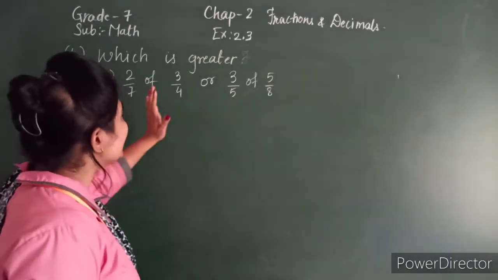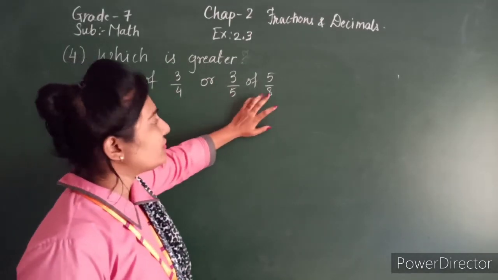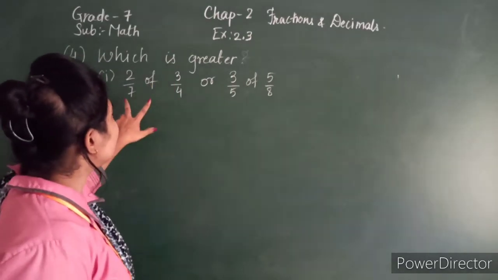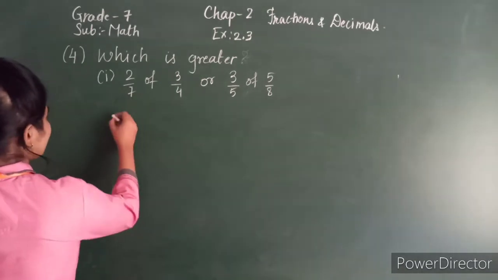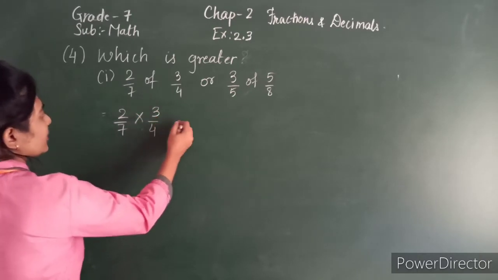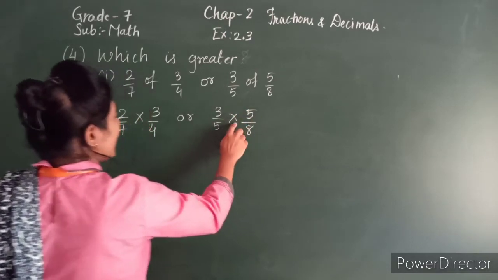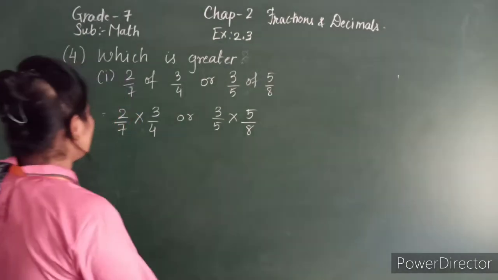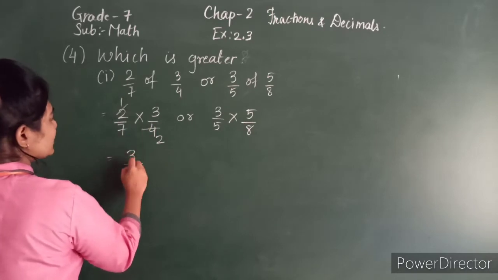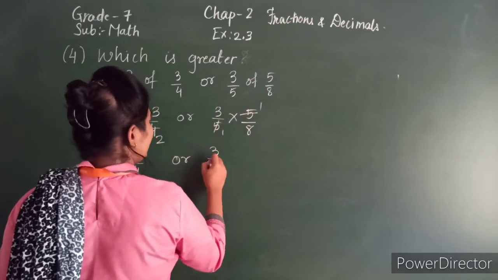Now question number 4, which is greater? The numbers given are 2 by 7 of 3 by 4, or 3 by 5 of 5 by 8. We have to find out by comparing with each other which one is greater. So 2 upon 7 of means we have to put multiplying between these numbers, and for 3 upon 5 here also of, so we have to put multiplying between the two numbers. So here 2 1s are 2, 2 2s are 4. So it is 3 1s are 3 and 7 2s are 14. Or 5 1s are 5. So it is 3 upon 8.